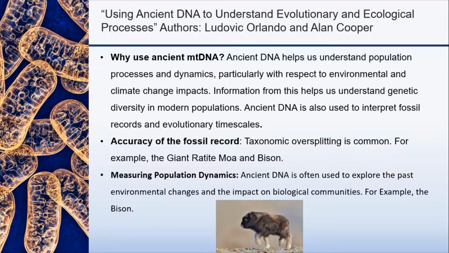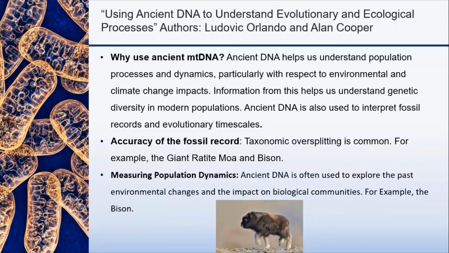So this paper was quite extensive and covered a lot of important topics within the use of mitochondrial DNA, but I'm just going to discuss the more important or interesting key points. First, the paper describes why researchers use mitochondrial DNA. For one, it helps us understand population processes and dynamics, particularly with respect to the environmental and climate change impacts. This information helps us understand genetic diversity in modern populations. It is also used to interpret fossil records and evolutionary timescales.